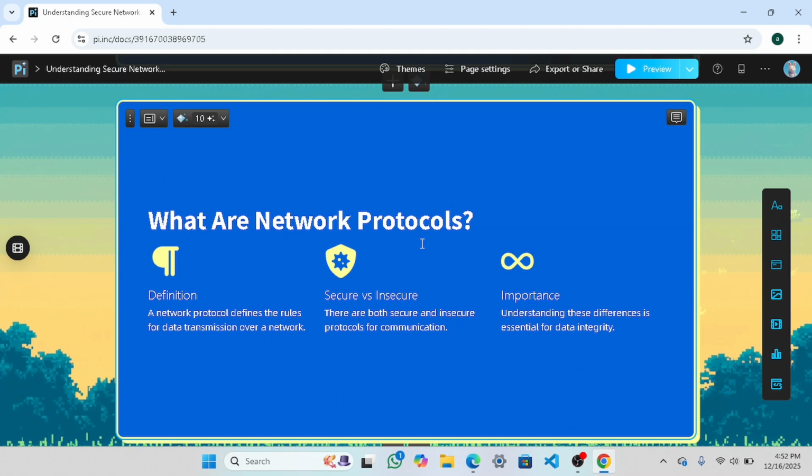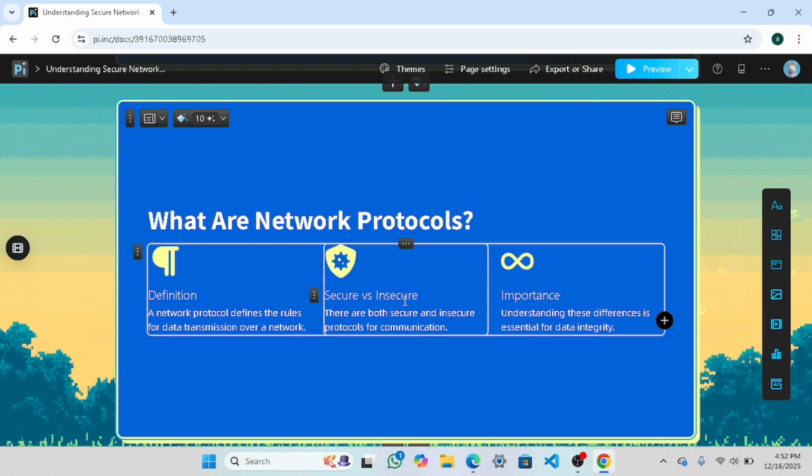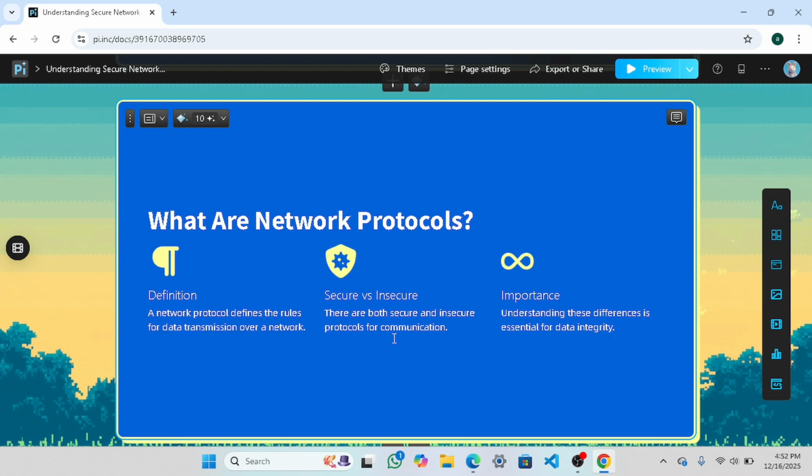Now, what are network protocols? Simple definition: a network protocol defines the rules for data transmission over a network. It's a set of rules that tell us how data is sent and received over a network. Some protocols are not secure, so we use secure versions. Here is secure versus insecure. There are both secure and insecure protocols for communication.